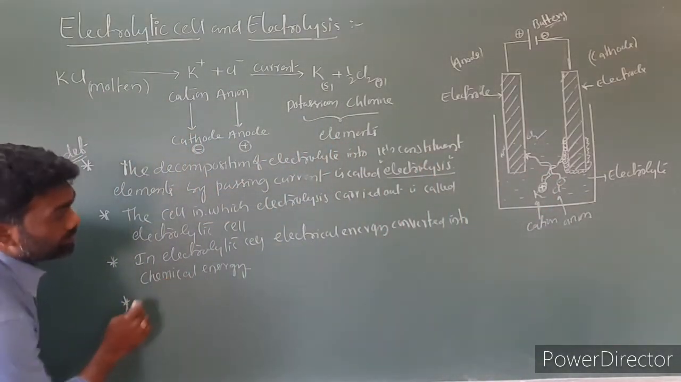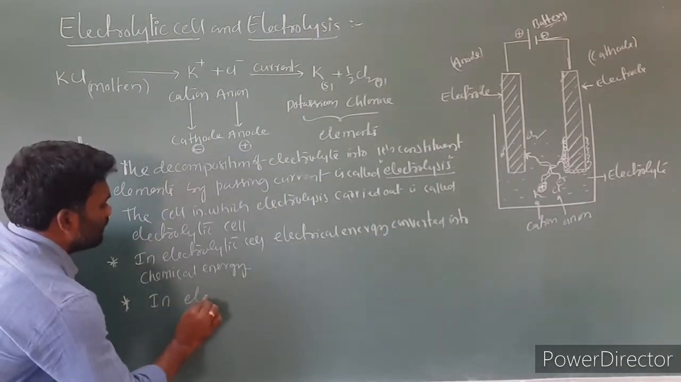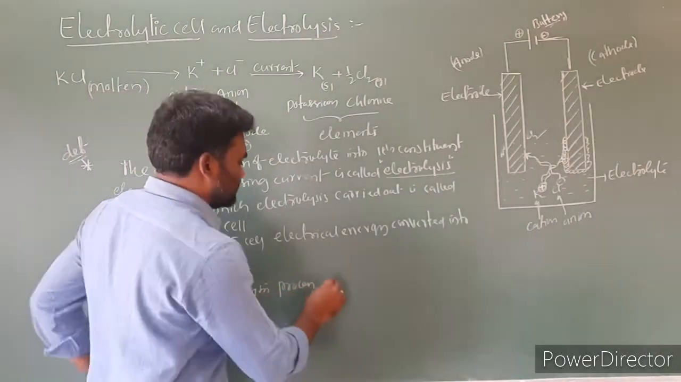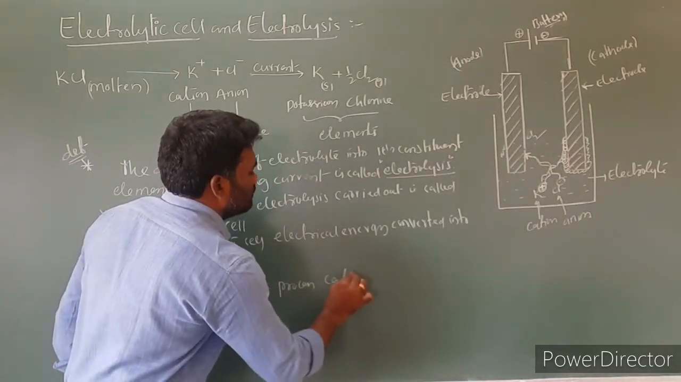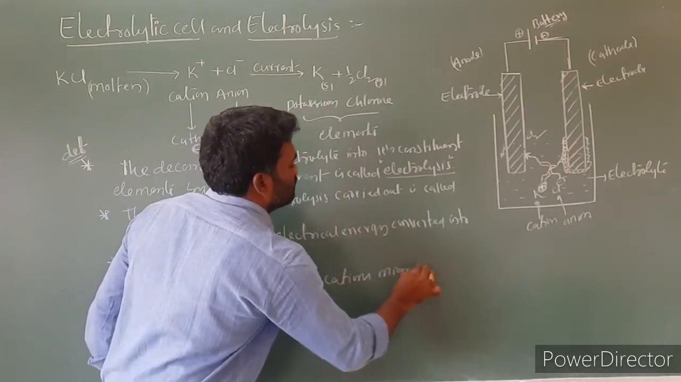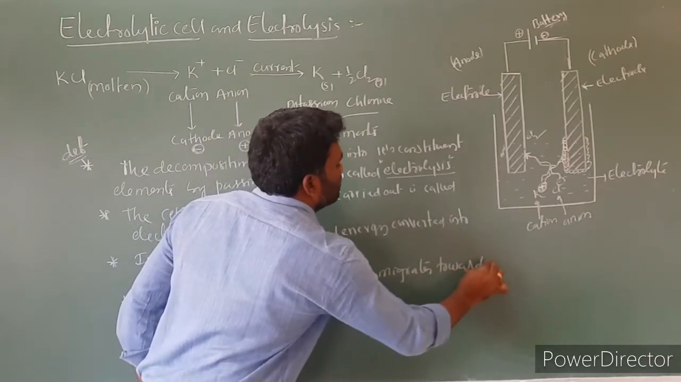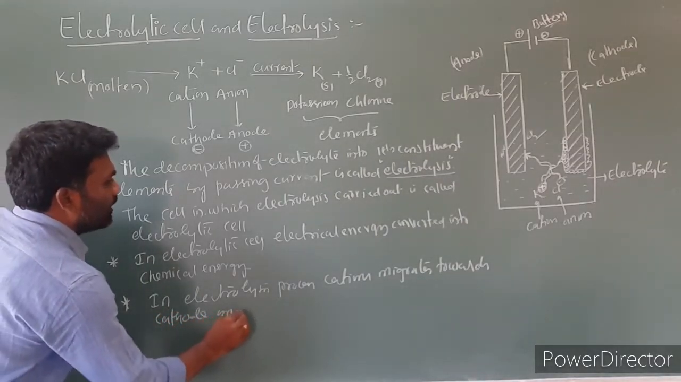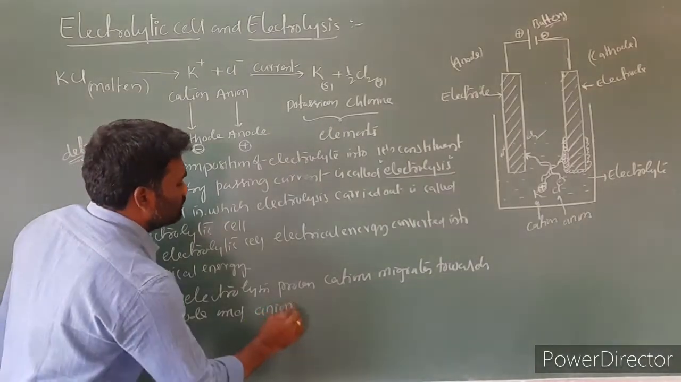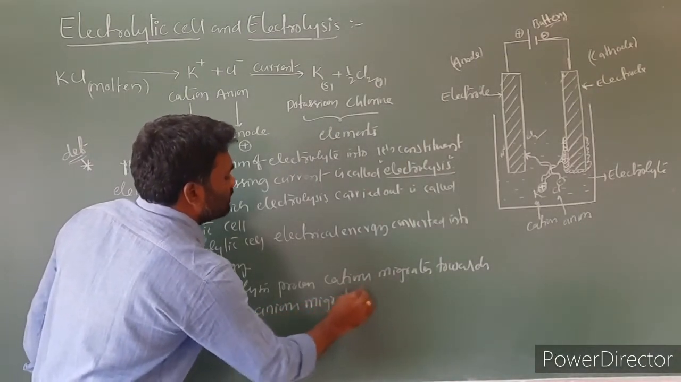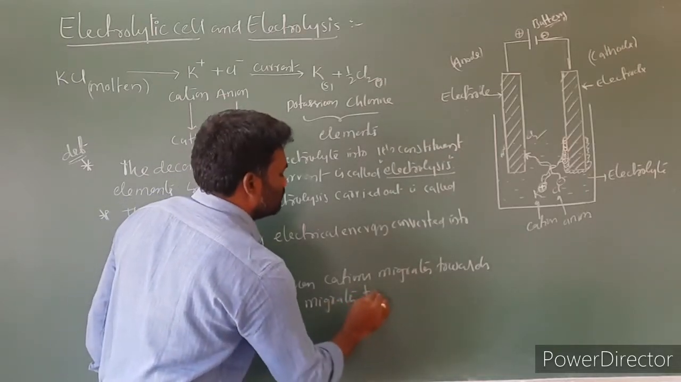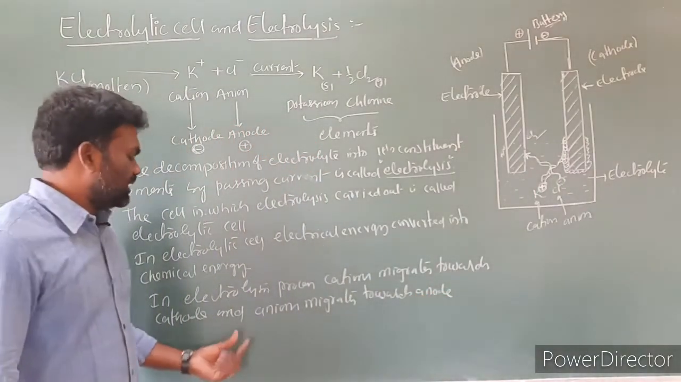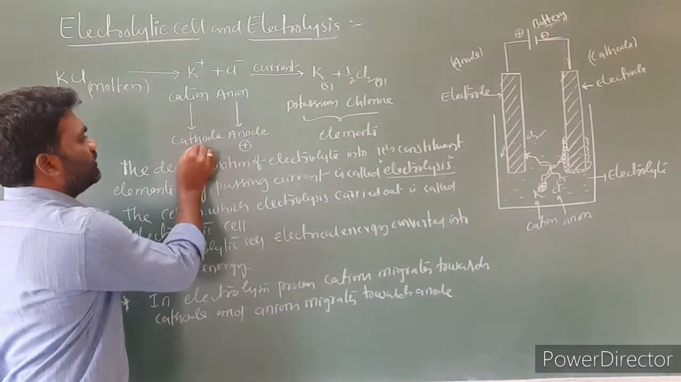So write the point. In the electrolysis process, cations migrate towards the cathode and anions migrate towards the anode. Cations migrate towards the cathode and anions migrate towards the anode, because the cathode is negative and the cation is positive.